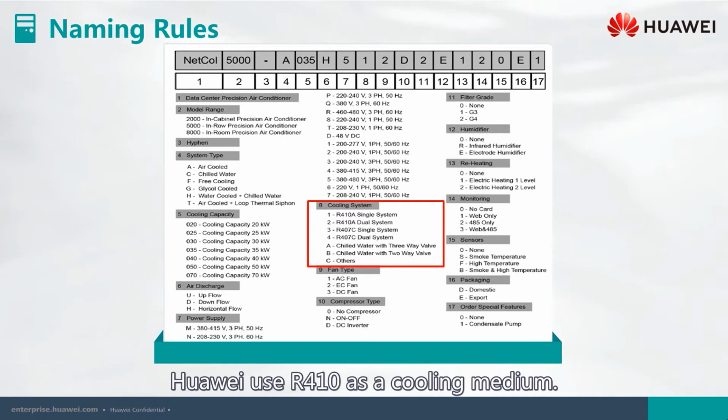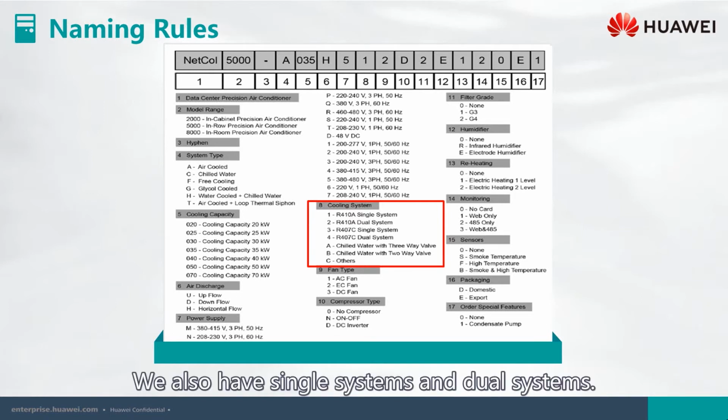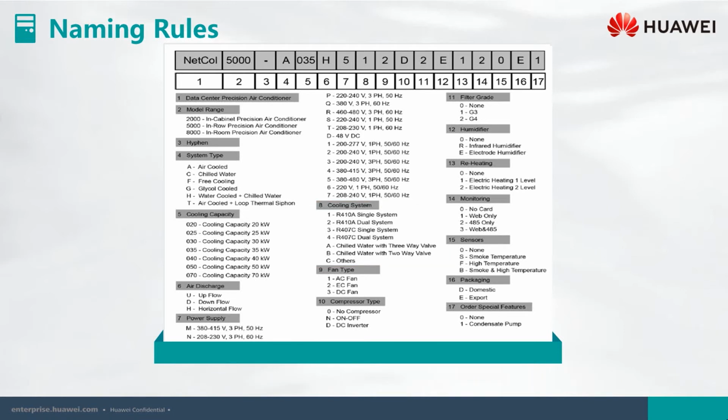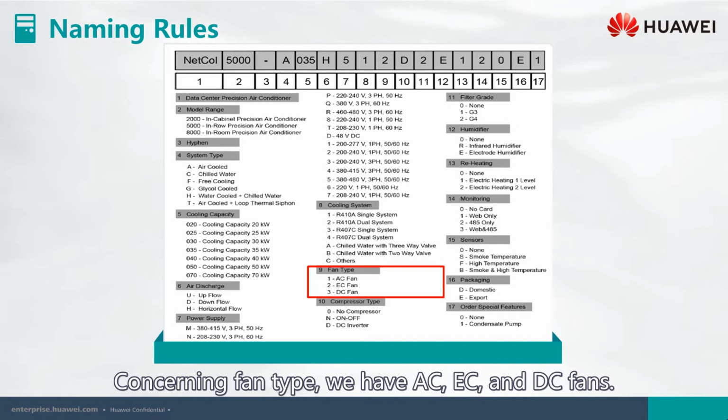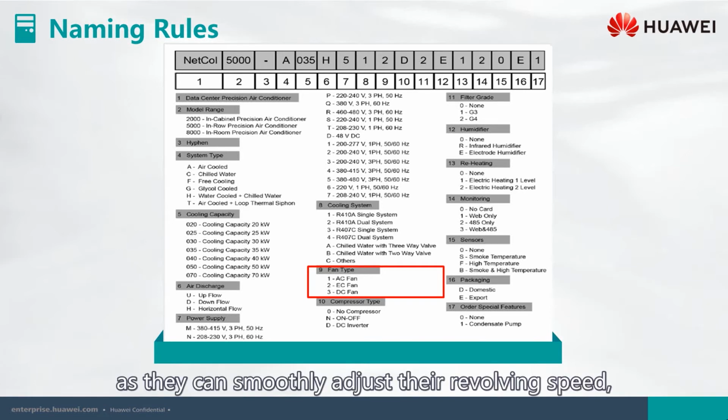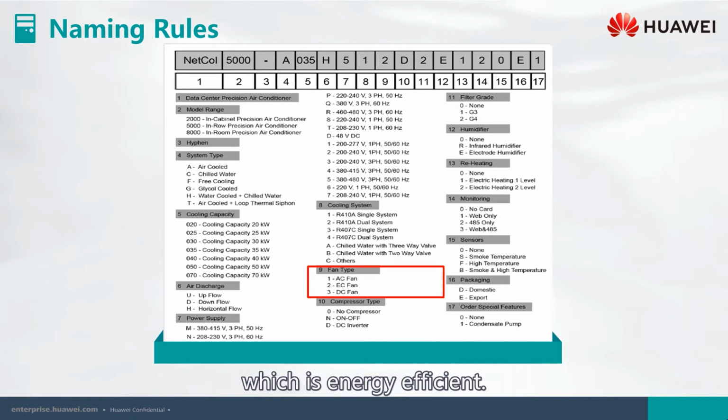Huawei uses R410A as a cooling medium. We also have single systems and dual systems. For example, Netco 8000A 100 kilowatt is a dual system. Concerning fan type, we have AC, EC, and DC fans. Huawei air conditioners use EC fans because EC fans are better than AC fans, as they can smoothly adjust their revolving speed, which is energy efficient.